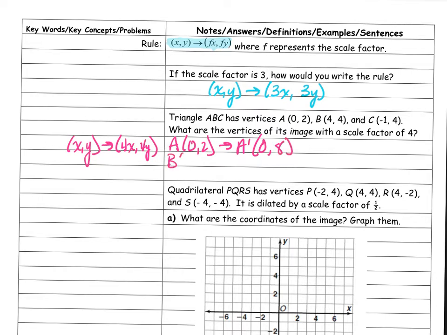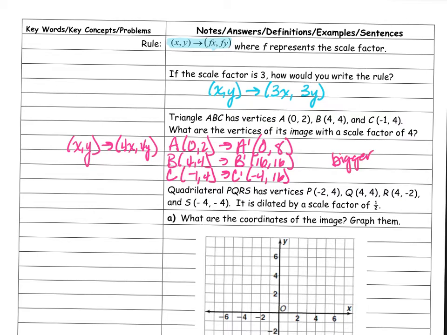And then B is at the location (4, 4). And we're going to go to B prime. And 4 times 4 is 16, and 4 times 4 is 16, beautiful. And C is at (-1, 4). And again, I'm just going to multiply each point by 4. So 4 times negative 1 is negative 4. And 4 times 4 is 16. And there's my new points. So is that going to be bigger or smaller than the original image? Yeah, bigger, good.